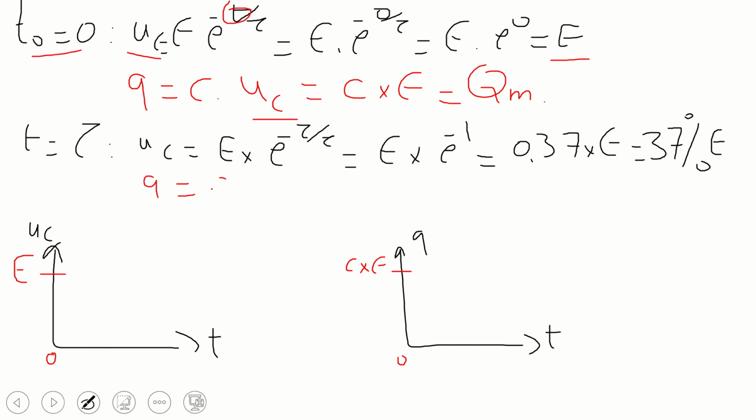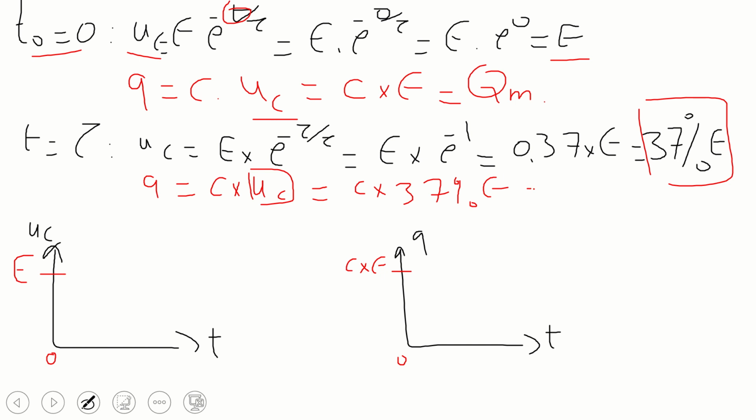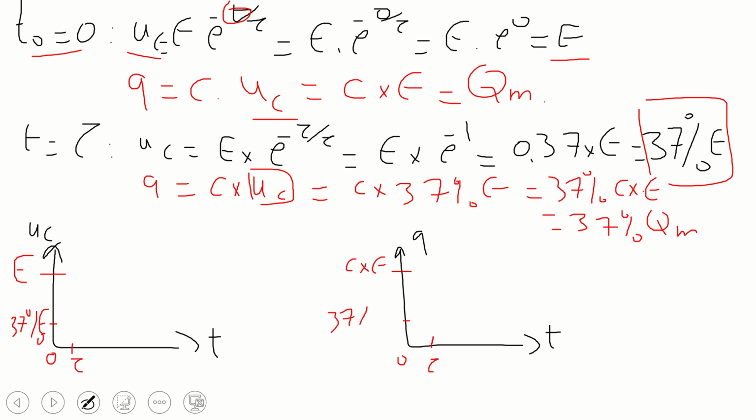As Q equals C times UC, we replace UC by 37% of E. So C times 37% of E means 37% of C times E. It means 37% of Q max. So after a time tau, UC is 37% of E, and Q is 37% of C times E, or of Q max.